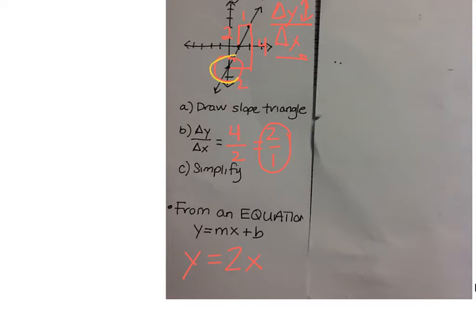I'll make it big and yellow. So that starting number is always that b. So this one's -2, I believe. So finding the slope, you can draw a slope triangle, and you have the graph. If you have the equation, it's sitting right in front of you, in front of that x.